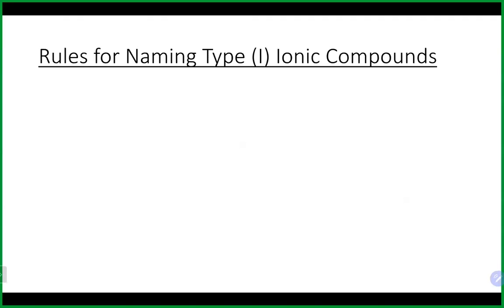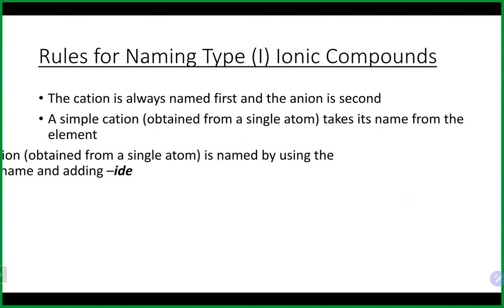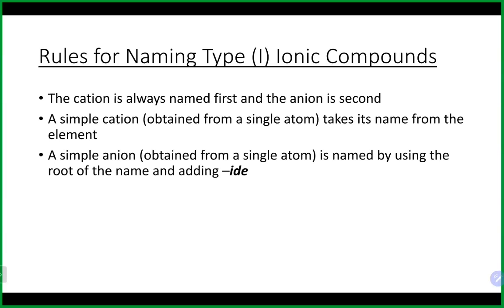So let's get into some of this here. Let's talk about the rules for type 1. So type 1, we always go, as I said, the cation first, followed by the anion. So always the positive first, followed by the negative. That goes for both the formula and also the name. So that is always how it goes. Positive first, negative, both formula and name goes that way.